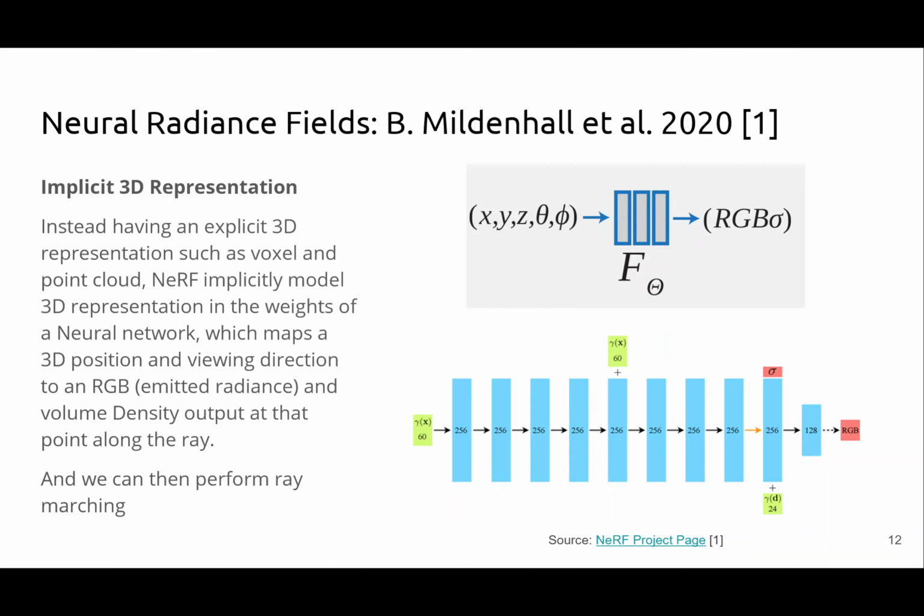What makes neural radiance fields unique is that it's an implicit 3D representation. Instead of explicitly having a 3D representation, such as a voxel or point cloud, neural radiance fields implicitly model the scene within the weights of a neural network. It maps 3D position and viewing angle to an emitted radiance and volume density along a projected ray, and then we can perform ray marching.